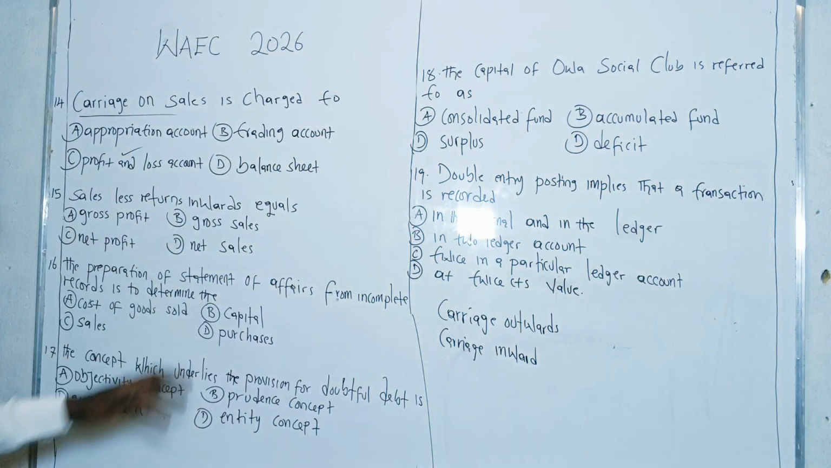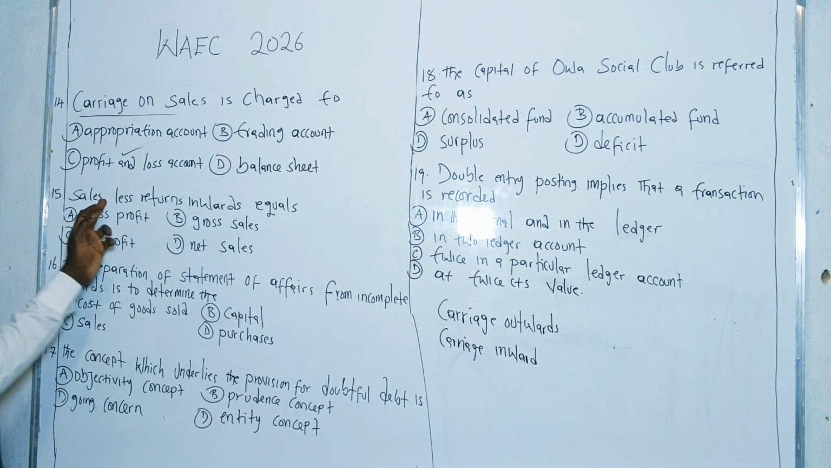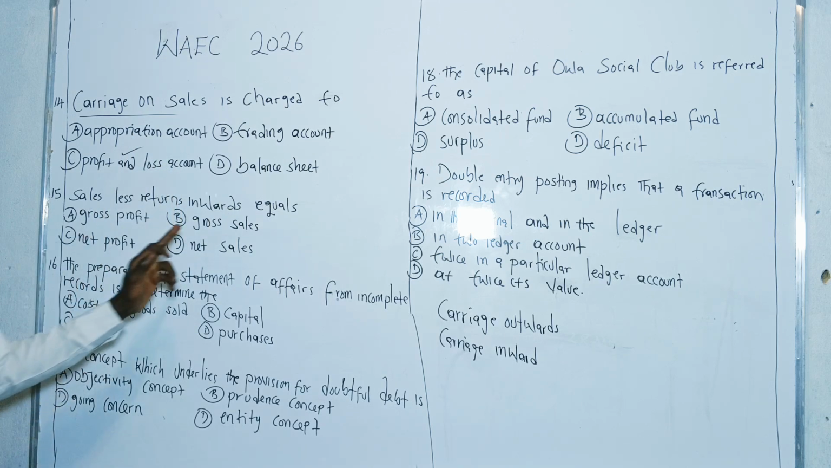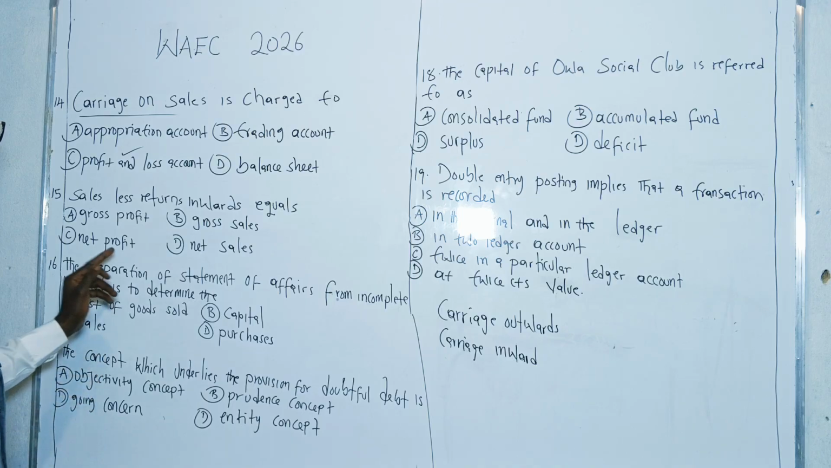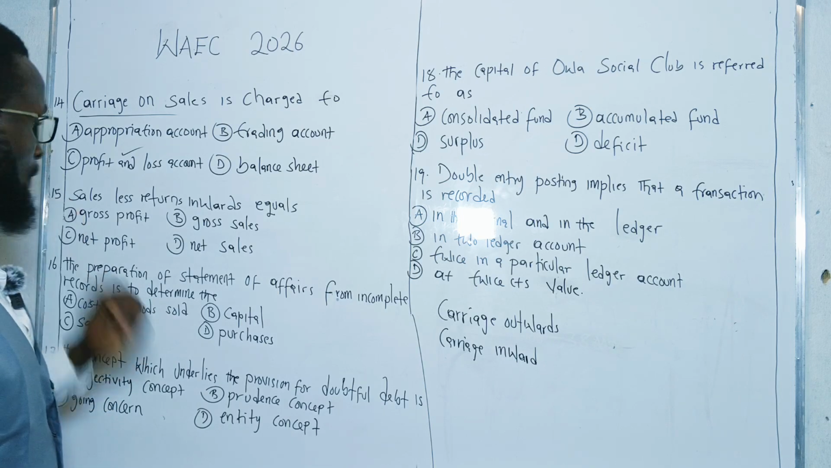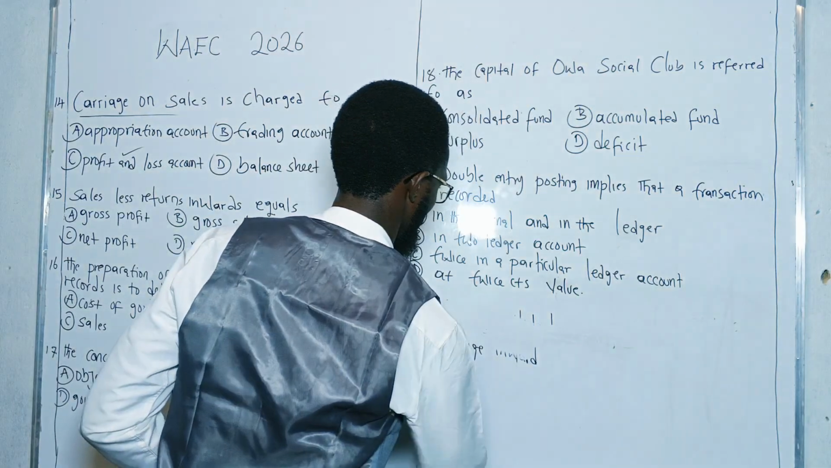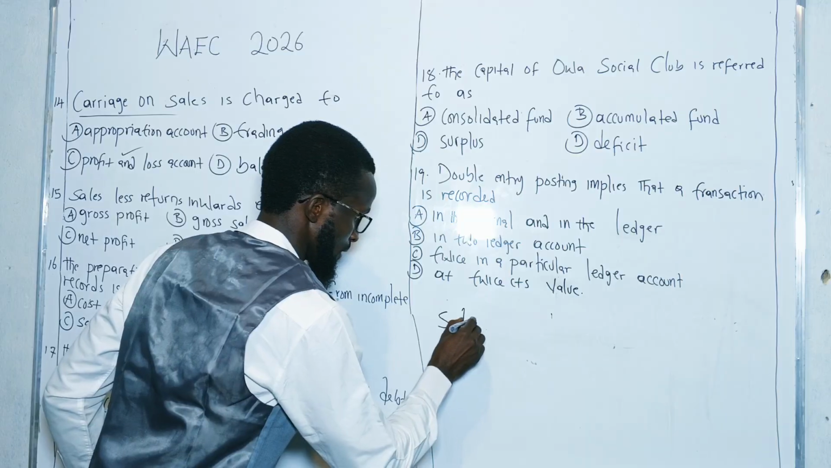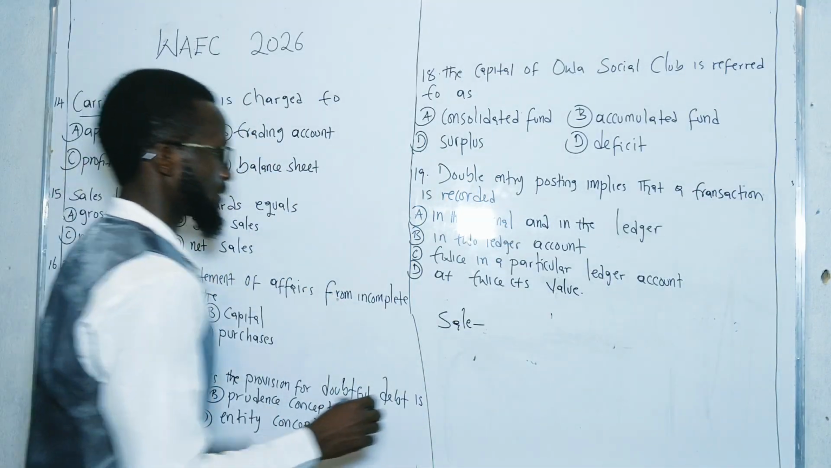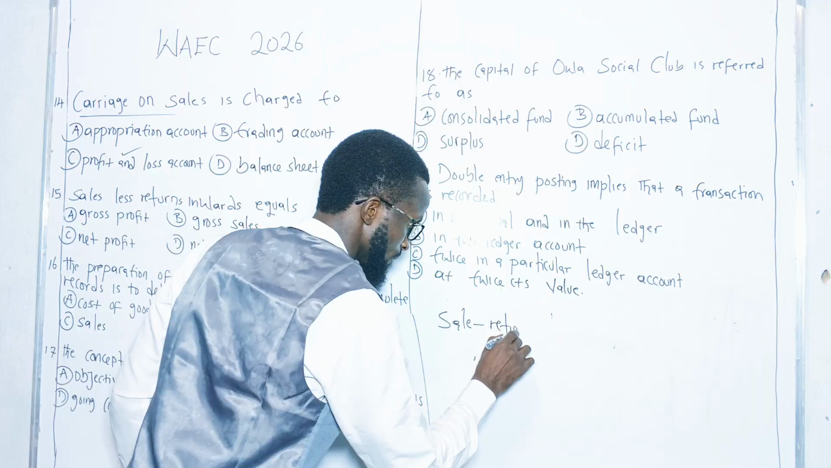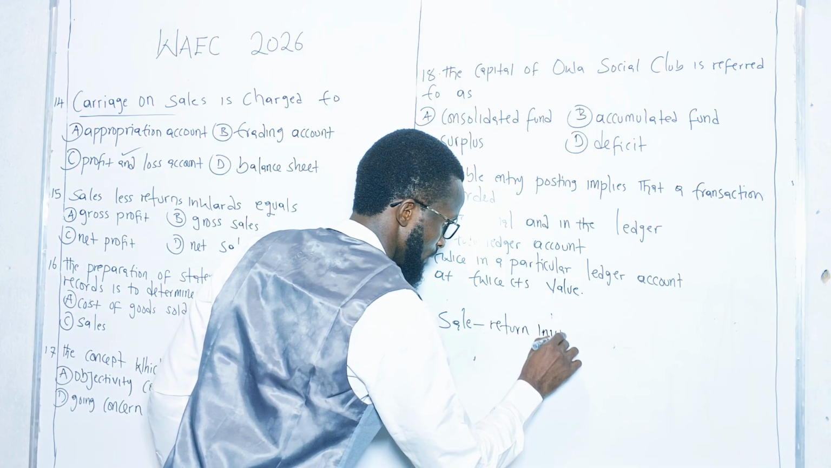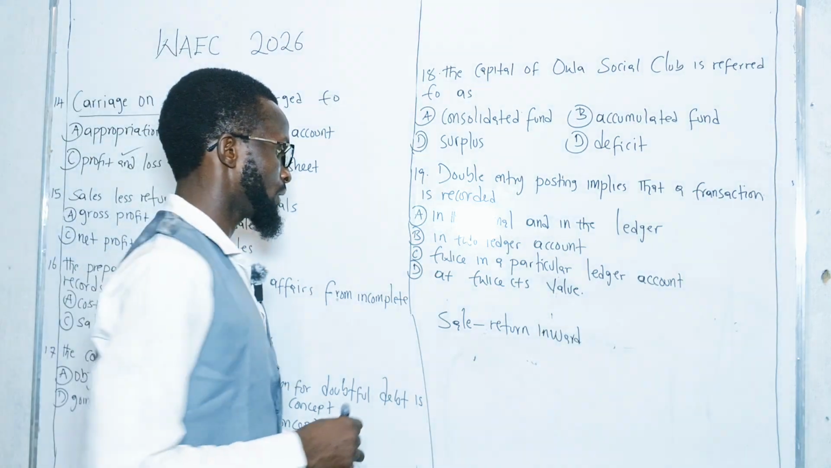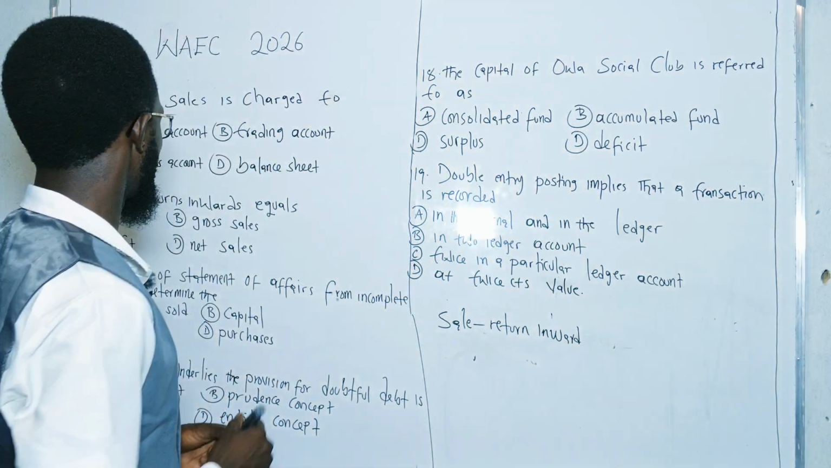So, question 15 says: sales less return inward equals: A, gross profit. B, gross sales. C, net profit. D, net sales. Your sales less return inward is equal to net sales.